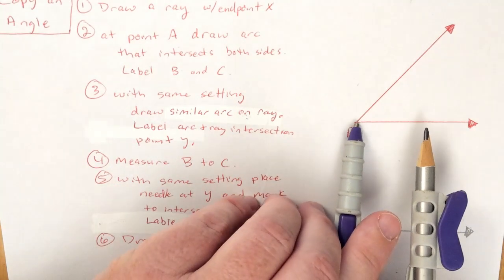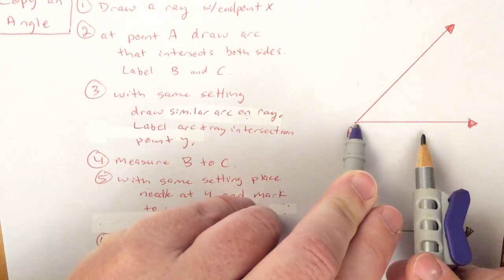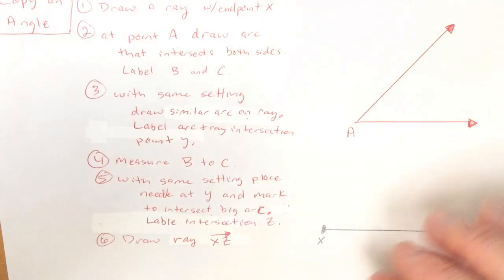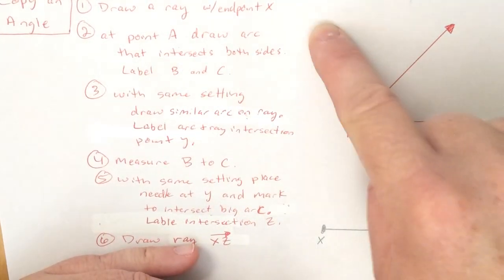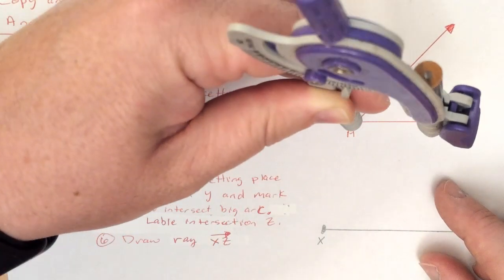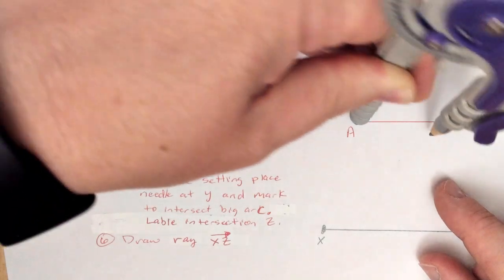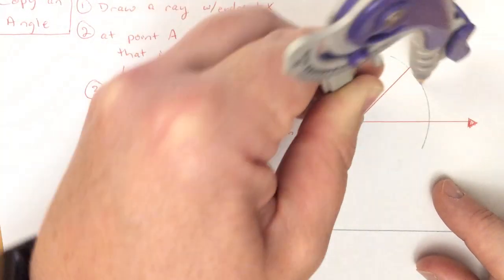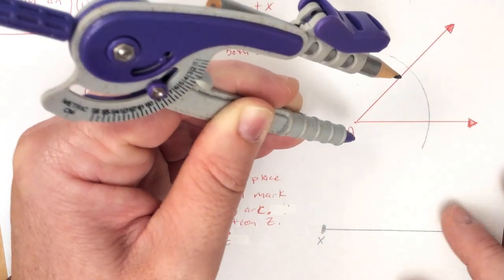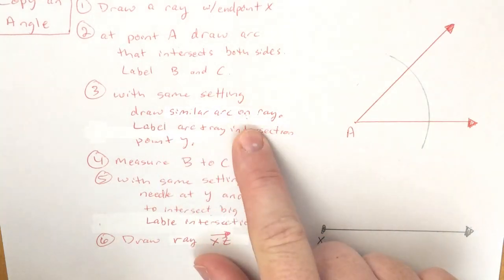All right, we're going to put our needle at A, and we're going to make a curve, so a big old arc that is going to crisscross both of the sides. So putting a point here, putting the needle right there, and we're going to make a big old curve, making sure that it crisscrossed both those sides. Then, with that same setting, you're going to draw a similar arc.